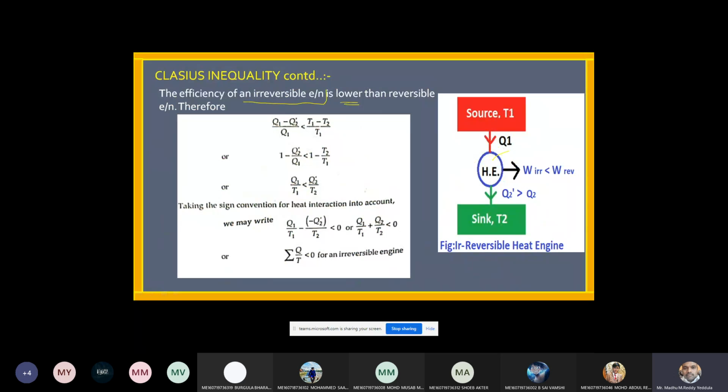This irreversible engine is extracting Q1 amount of heat from the source, and it is doing certain work, right? Now this is W irreversible, the irreversible work. Always this work will be less than the reversible work. Agree? This work will be less than the reversible work. Now I have one doubt here.